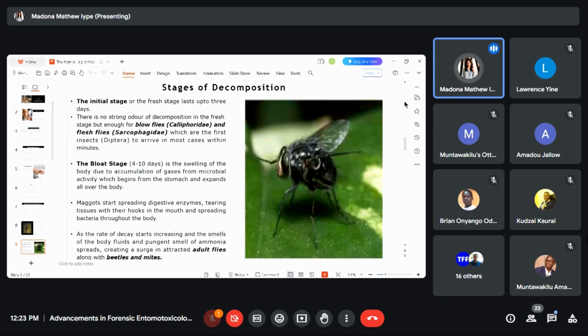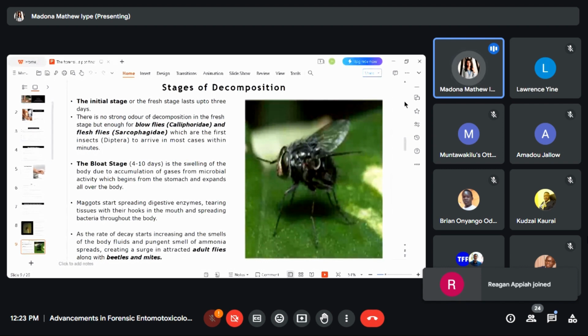Okay, so the next stage is the bloating stage, as the name suggests. The initial stage will last up to 3 days, and the bloating stage will start from the fourth day and last to around the 10th day. As the name suggests, the bloating stage is where the body is bloated, because the body is dead and the flies have started to come, and they might have started their reproduction also.